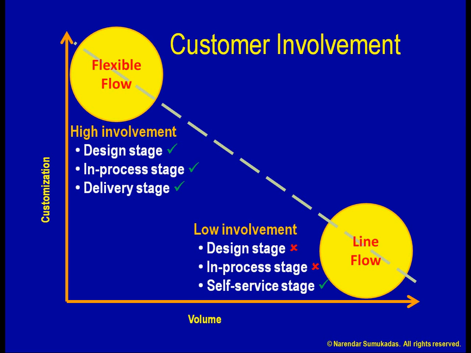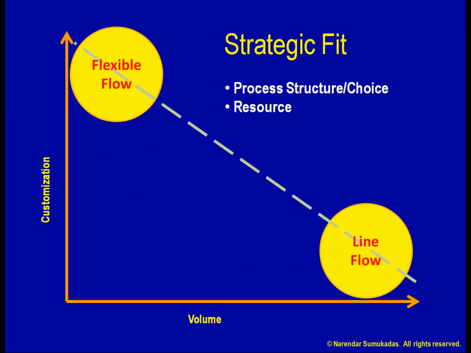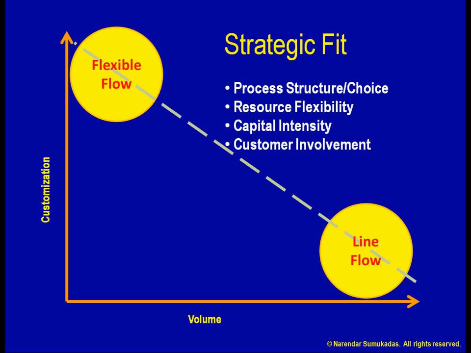All the major process decisions we just discussed need to fit together. As we have seen, all the decisions are somehow related to the line flow, flexible flow diagonal. Using the position on the diagonal as a guide, we can align our process decisions to achieve strategic fit.